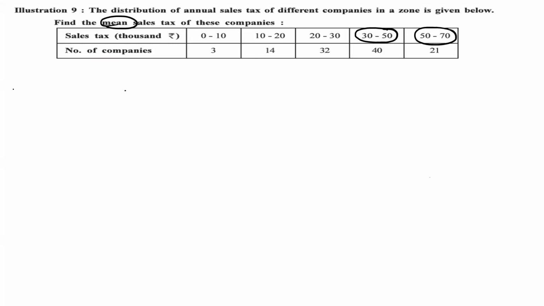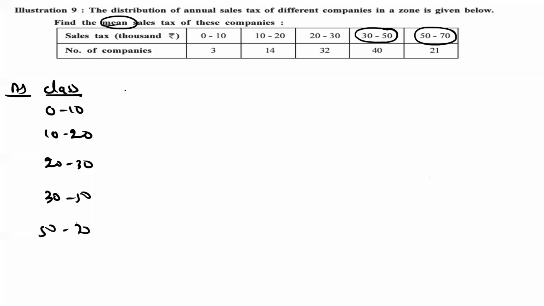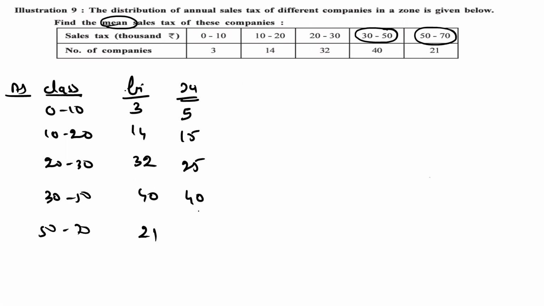You also start with me. We have enough time, so all of you please write. Classes 0 to 10, 10 to 20, 20 to 30, 30 to 50, 50 to 70. Frequencies 3, 14, 32, 40, 21. Very fine. Can you say the Xi to me? 5, 15, 25. The mid value of 30 to 50 is 30 plus 50 divided by 2, 40. Then 60. Very fine.